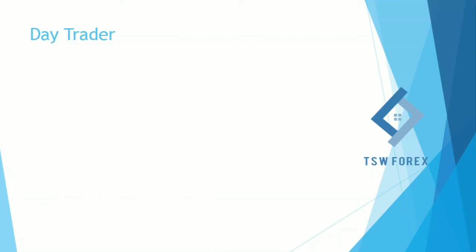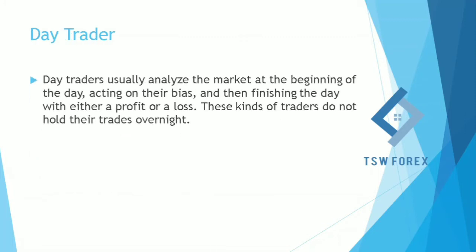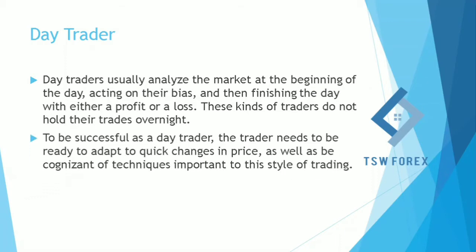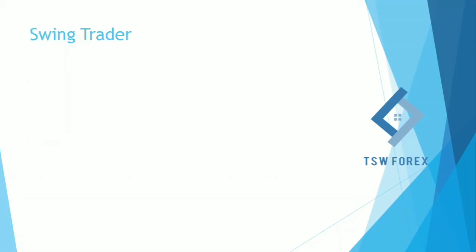The second type of trader is the day trader. The day trader usually analyzes the market at the beginning of the day, acting on their bias, and then finishing the day with either a profit or a loss. These kinds of traders do not hold their trades overnight. So right before the daily close, they finish all their trades. To be successful as a day trader, the trader needs to be ready to adapt to quick changes in price, as well as be cognizant of techniques important to this style of trading.